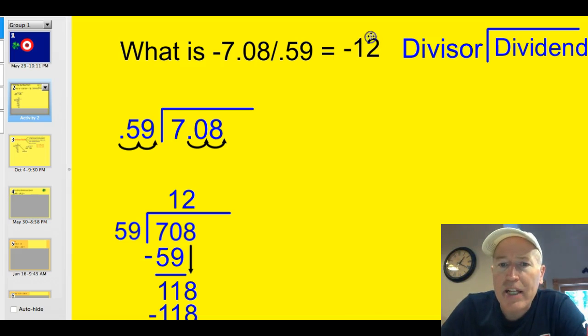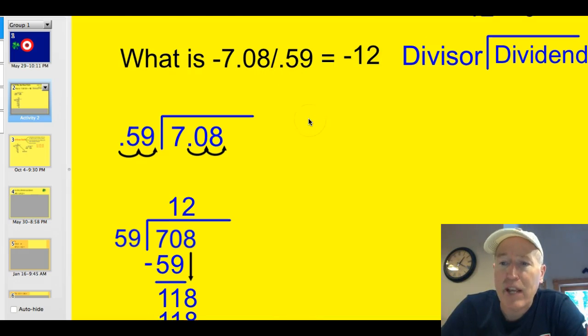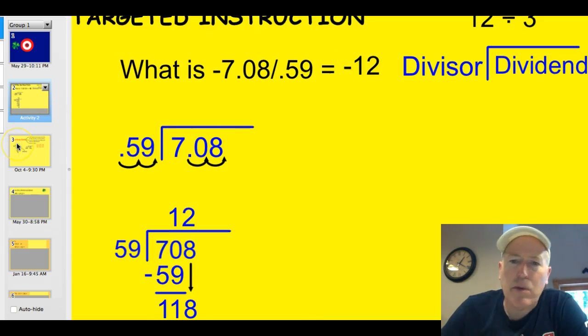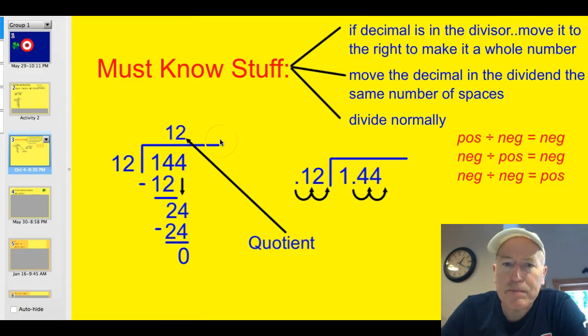So we had a negative 7.08 divided by 0.59. This is a negative divided by a positive. We know that's going to yield a negative answer because we have different signs here. When they're different signs, a negative and a positive will be a negative answer. Let's take a look at some other stuff you're probably going to need to know to be able to do this. Quick review of dividing decimals.